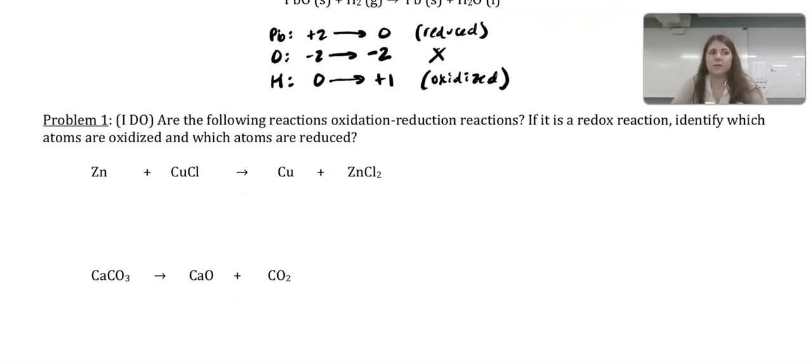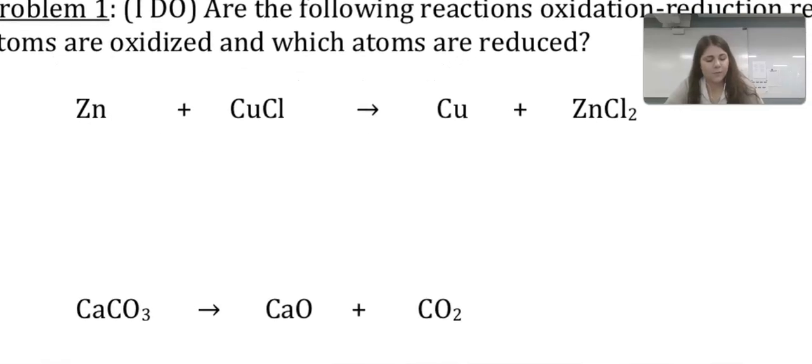So we're going to look at these two examples and see which of the following are considered actually redox reactions. If it is a redox reaction, we will identify which atom is being oxidized, which atom is being reduced. If it's not a redox reaction, we're going to see that each of the elements on either side are going to stay exactly the same. All right, let's look at the first example.